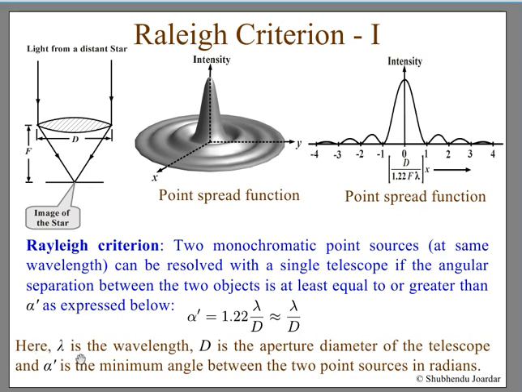And here are the definitions. Lambda is wavelength, D is aperture diameter. In the case of a telescope, it will be the diameter of the telescope. Alpha dash is the minimum angle between the 2 points in radians. So this value comes out in radians, and lambda and D have the same dimensions. Also, you can approximate it as lambda by D. And this is what you may hear many people saying, that the resolution of a dish is lambda by D. This is where it comes from. Actually, it should be 1.22 lambda by D.